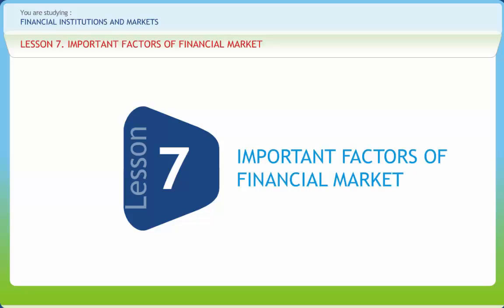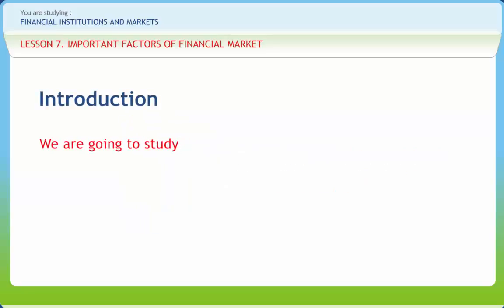Important factors of financial market. We all know that the monitoring authority uses the money market for diffusing the effects of its actions throughout the banking system and the economy, so as to promote growth with stability.